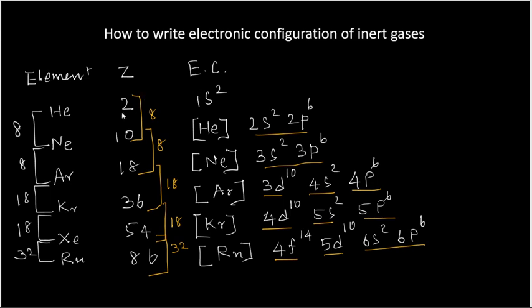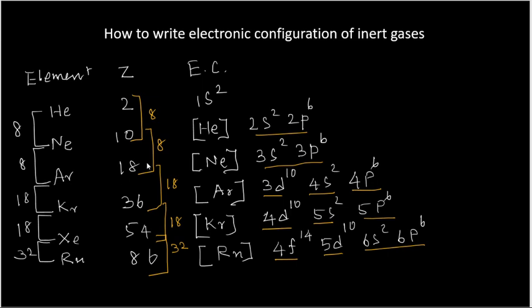Okay, for instance, helium is 1s2, and for neon you can write based on helium because we are already given the electronic configuration for helium as 1s2. So what you can do is 10 minus 2, 8. So you should account for only 8 electrons. So the remaining is 8, that is 2s2, 2p6.